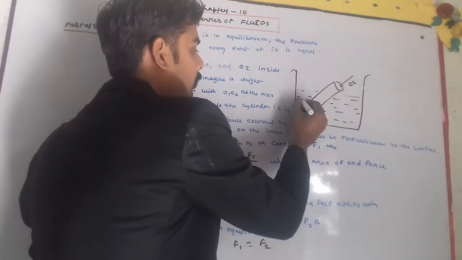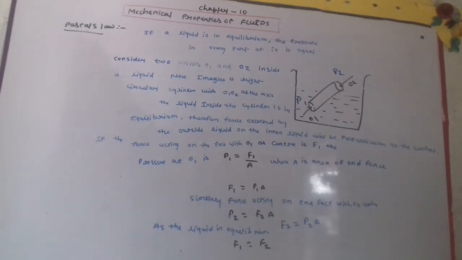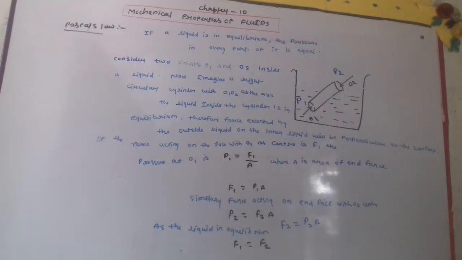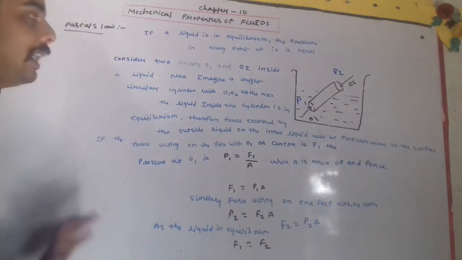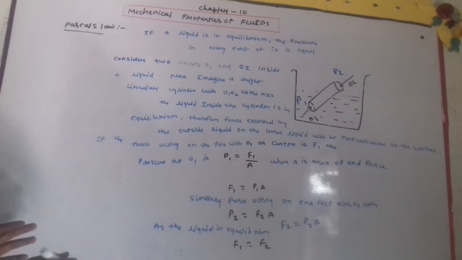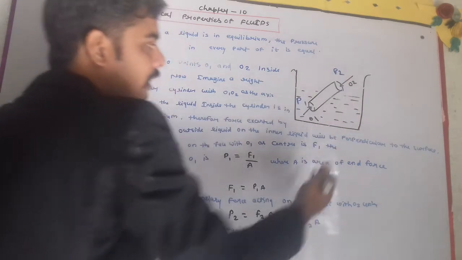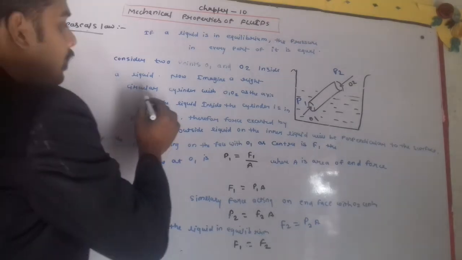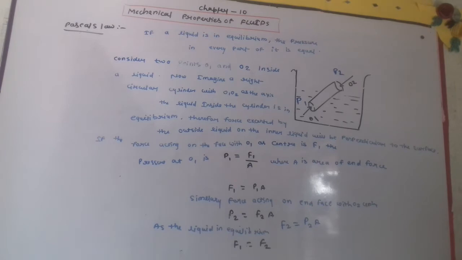Suppose the pressure applied here is P1 and here P2. Pascal's law states that if the liquid is in equilibrium, then the pressure in every part will be equal. So how do we derive this? We first consider two points O1 and O2 inside the liquid. Then we imagine a right circular cylinder with O1 O2 as its axis, as our assumption, with liquid inside the cylinder.